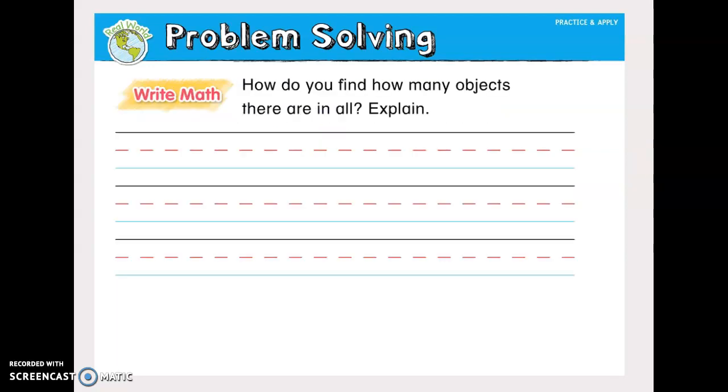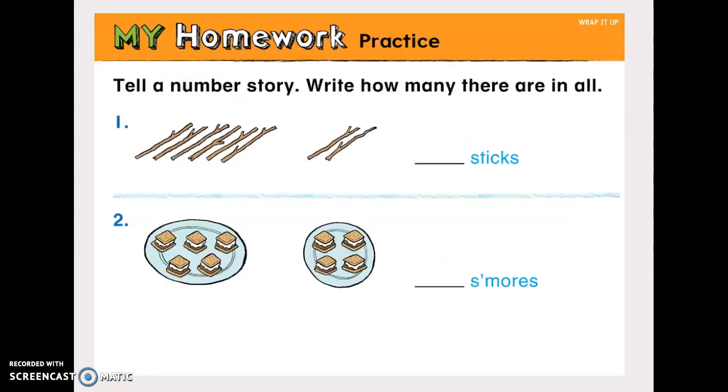Okay, the last one on page 14, I'm going to give you choices. You can decide if you would like to write your answer or if you would just like to talk about it to your teacher at home. So the question is, how do you find how many objects there are in all? And it says to explain yourself. So how are you finding the answers to those problems that we were just doing? Can you explain that?